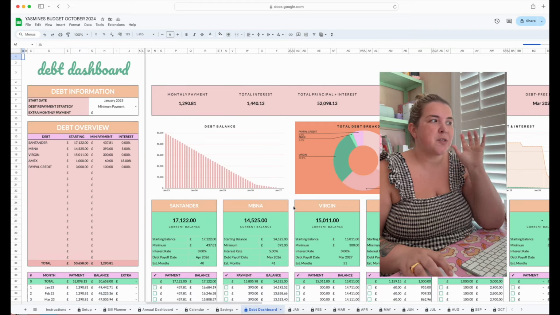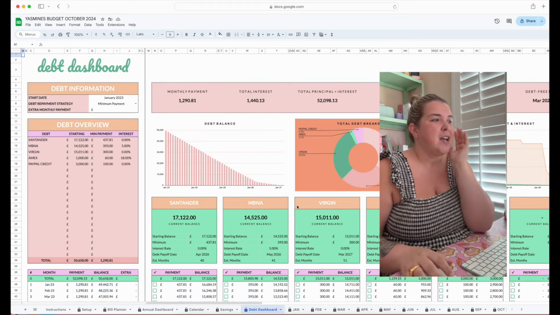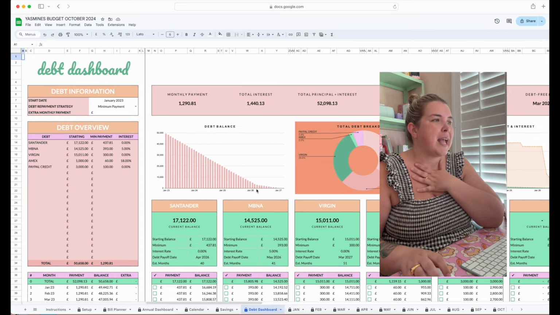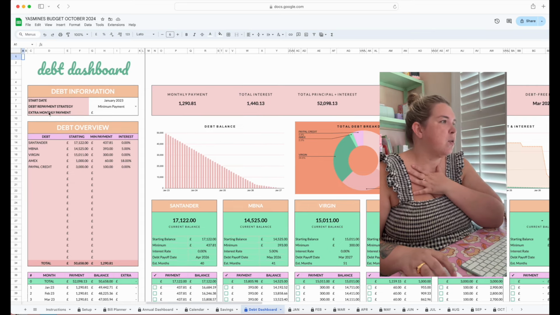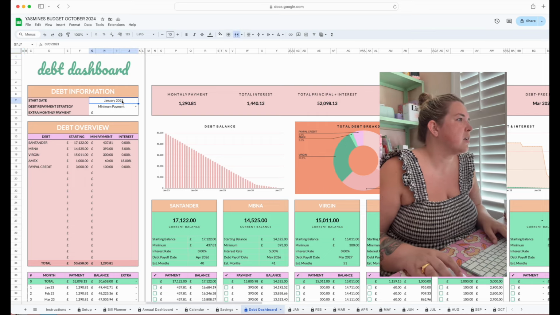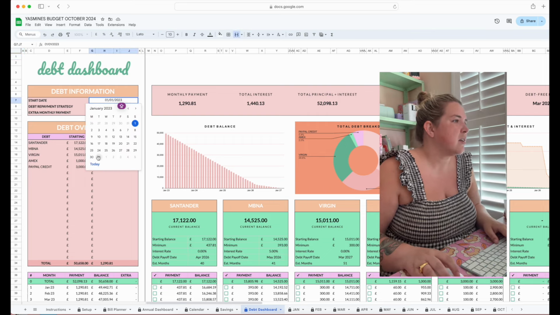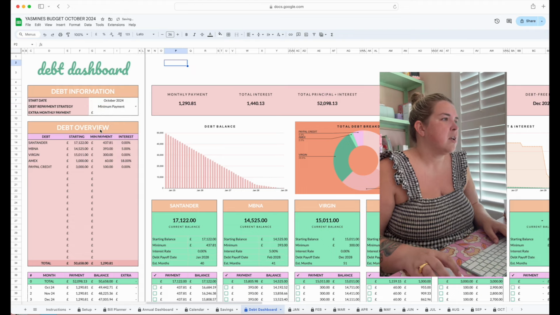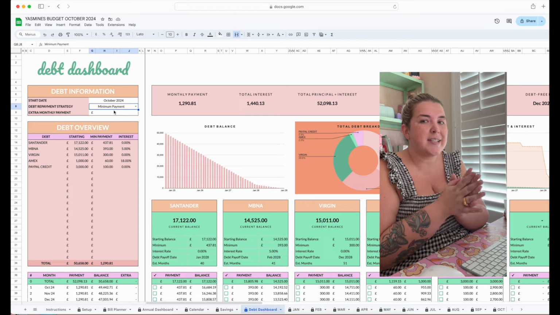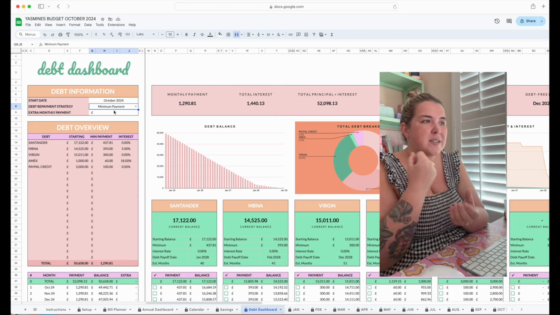Debt dashboard, so this is one where now we can see, which I think is really useful, exactly what is going on with my debt. It pulls through all of these debts. I want to make the start date today, because I'm starting from now, and it gives you different strategies. So this again is why I think that if you're in debt, it's so useful.